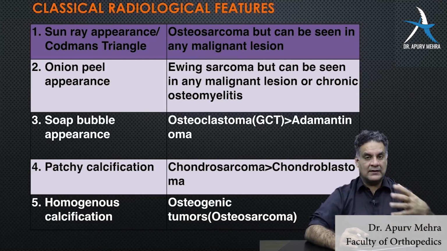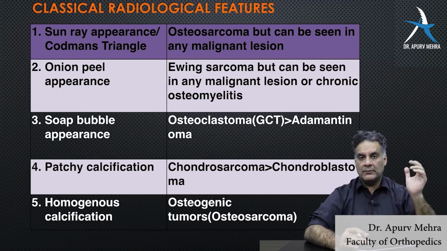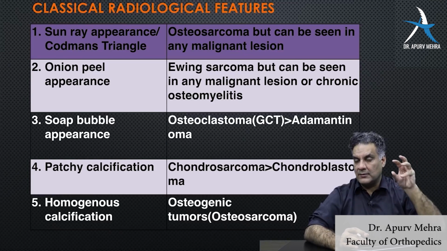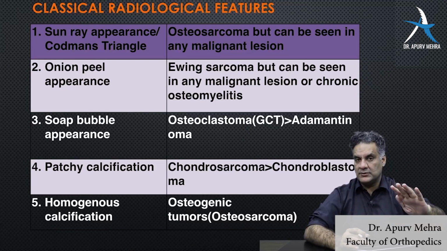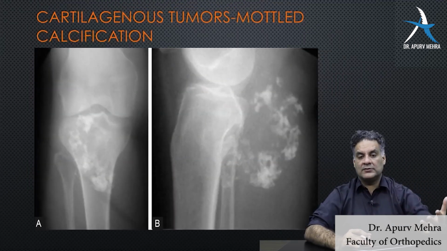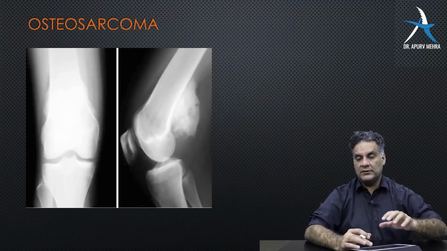Calcified tissues are cartilaginous. Chondrosarcoma more than chondroblastoma. Chondrosarcoma is a calcified tissue in the upper end of the femur, very commonly asked. Uniform calcified tissue in the metaphysis of the bone, osteosarcoma. This is how the uniform calcification of osteosarcoma appears, as opposed to cartilaginous tumors.